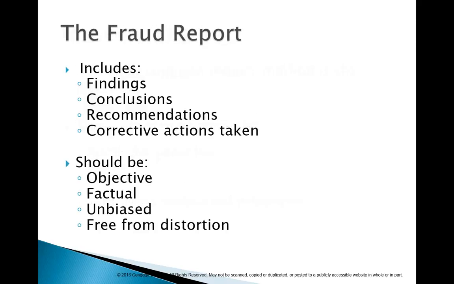That's helpful. And the last thing that we do is we have to prepare a fraud report.